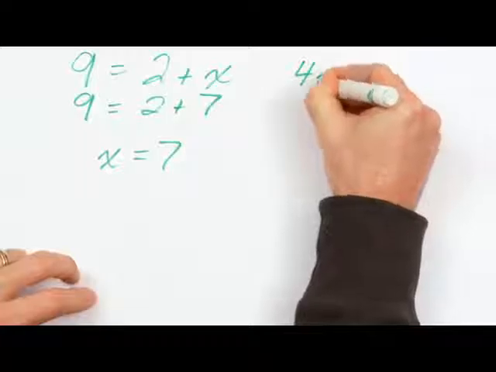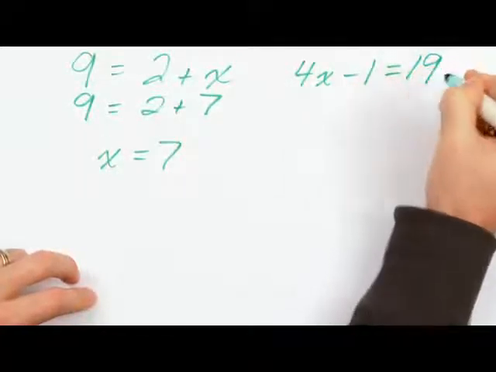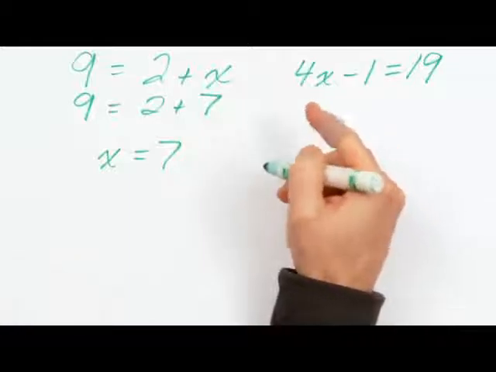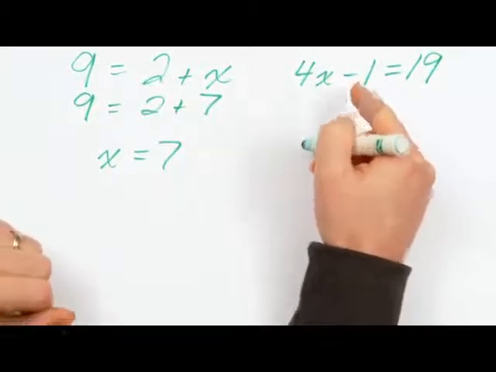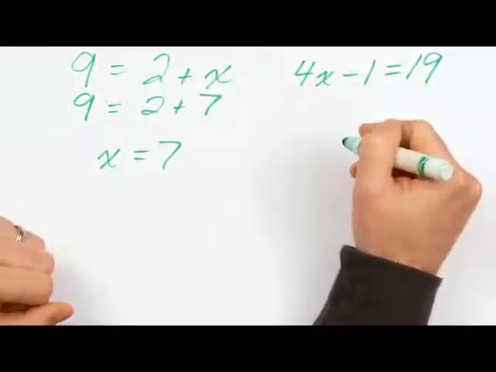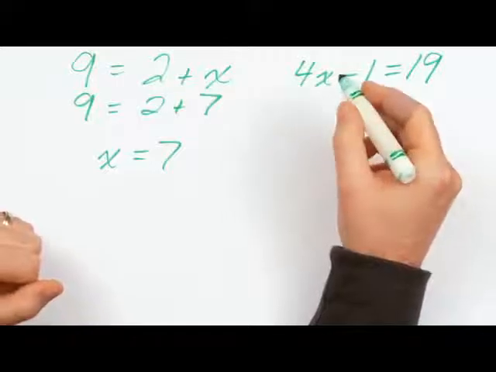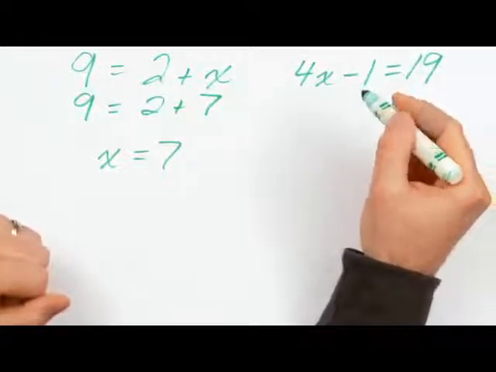So let's look at this one. 4 times x minus 1 equals 19. Well, first of all, we need to figure out what that really means. I read that as 1 less than 4 times some number has the same value as 19. So, when thinking about this, I want to ask myself, 4 times what gets me close to 19?